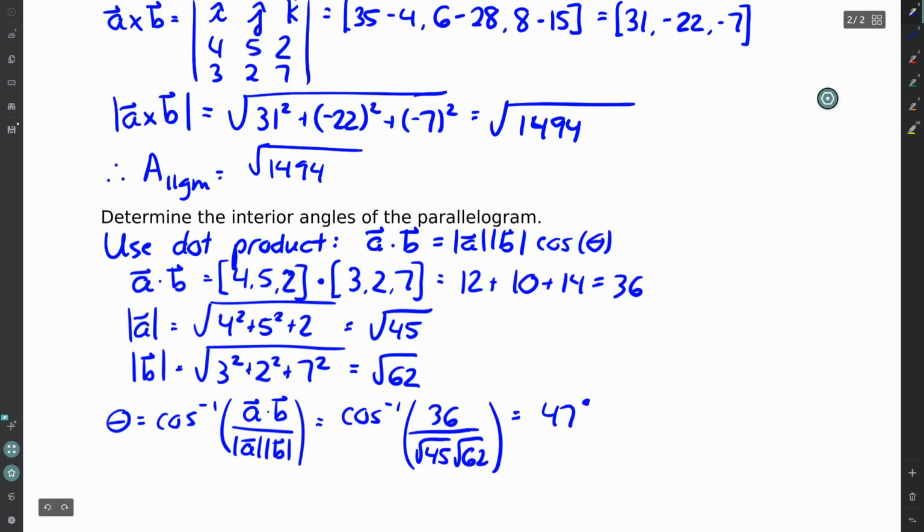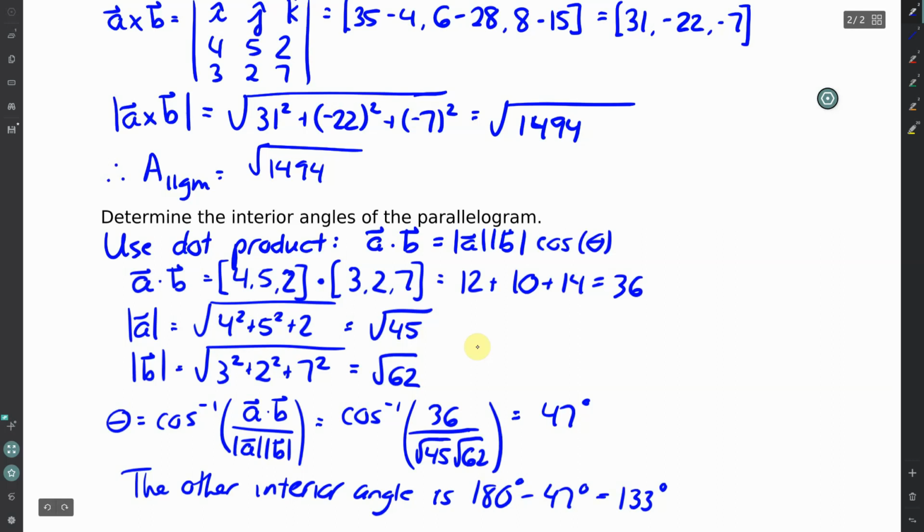And then the other interior angle is going to be the supplementary angle to that. The other interior angle will be 180 degrees minus 47 degrees, which equals 133 degrees. If you want, you can draw that up on GeoGebra, measure the angles, verify it's correct.